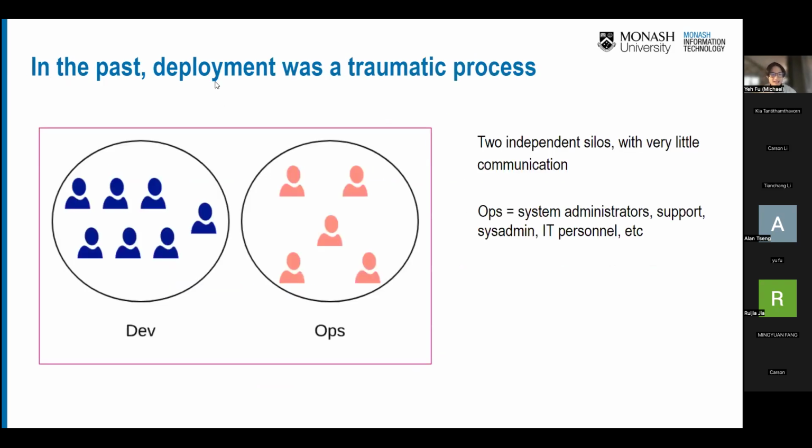So in the past, deployment was a traumatic process, because the development team and operation team were actually in two different silos. They didn't actually work together. They are two separate teams. So whenever the operation team needed to do anything to the system, they needed to first understand what the development team was doing before they could make any update to the software system.